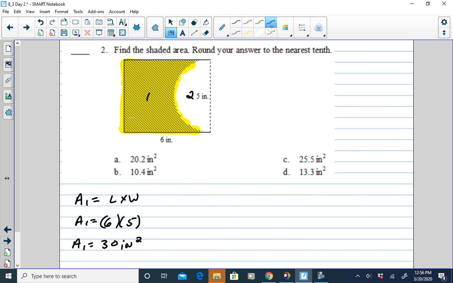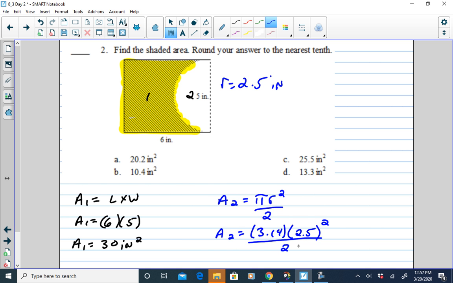Now we have to find area 2, which is the semicircle. So for area 2, I'm going to use the same formula we used for the last problem, pi r squared, but because it's half of a circle, we take half. So area 2 is going to be equal to 3.14 times the radius. Well, what's the radius here? The diameter of the circle is 5 inches. So if the diameter is 5, the radius has to be half that. So the radius is going to be 2.5 inches, but we have to square that. Then we divide that by 2.